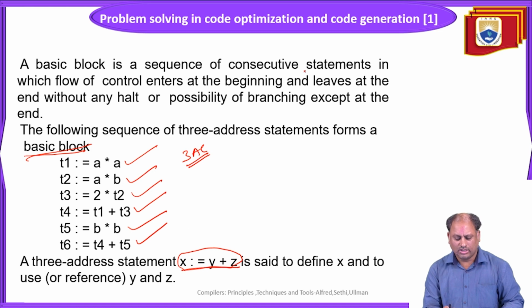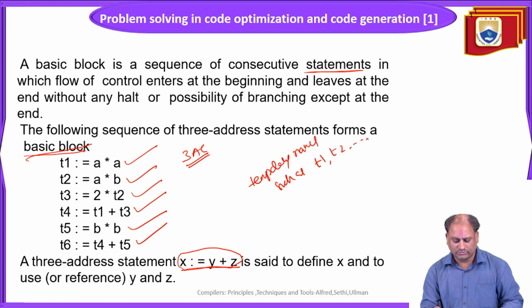So all the statements used here must be 3 address code statements only. Otherwise, split them using intermediate or temporary variables, temporary names such as T1, T2, as many as per the requirement. So in this example, we required them, that's why we used this.